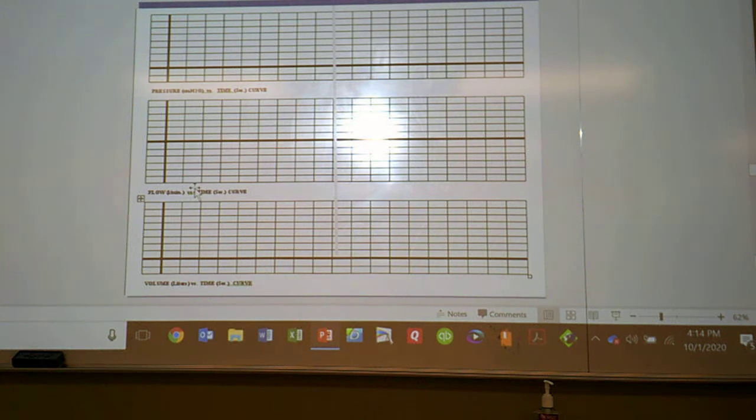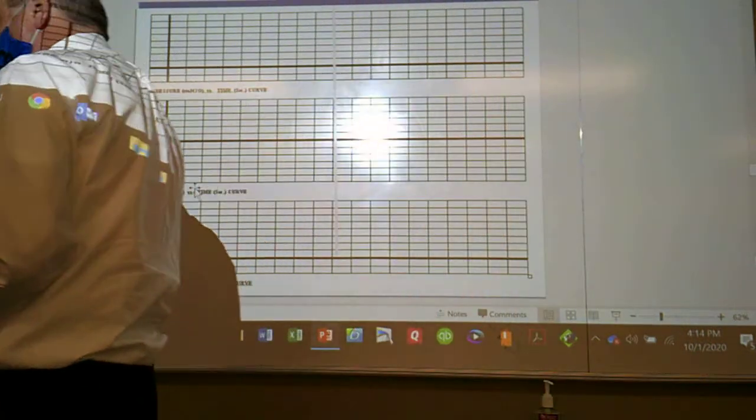Does anybody need a sheet or do you have one? There's one on here. I might need another one, there's 3 cases. Need another one, just let me know. I will. All right, 3 cases.